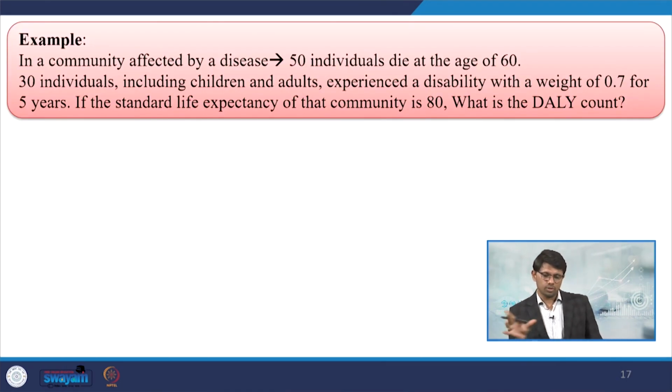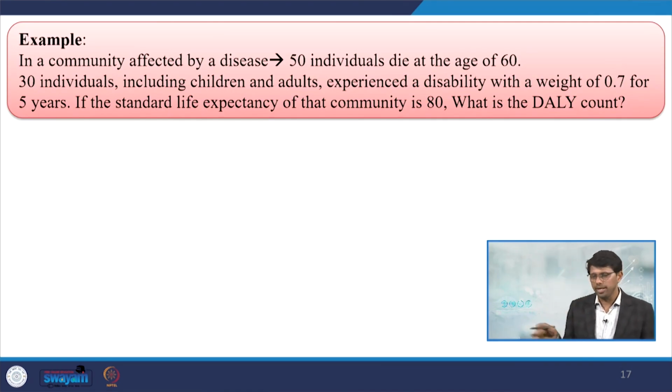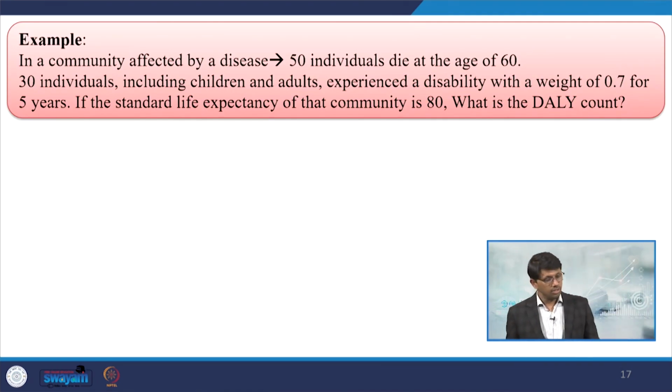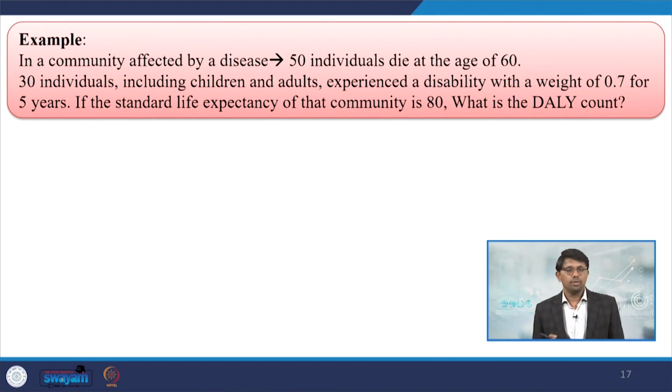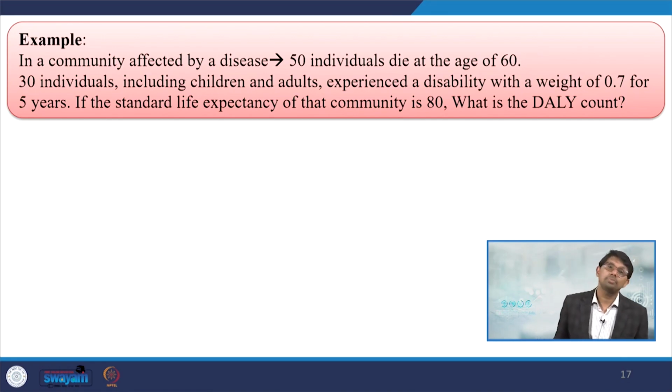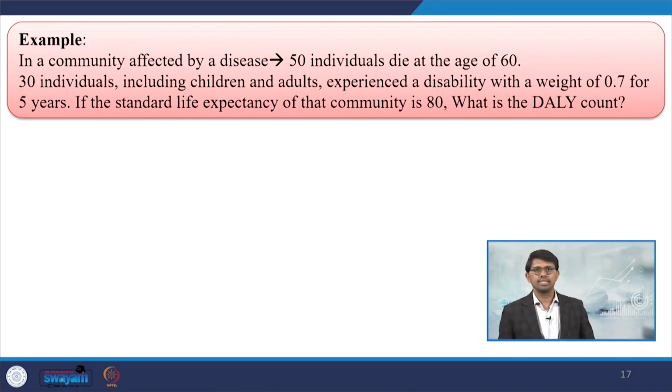Here we are taking the notation in reverse to identify the death or disease related aspects. Here we present an example of a community affected by a disease. Let us say 50 individuals die at the age of 60. 30 individuals, including children and adults, experience a disability with a weight of 0.7 for 5 years. If the standard life expectancy is 80, what is the DALY count?